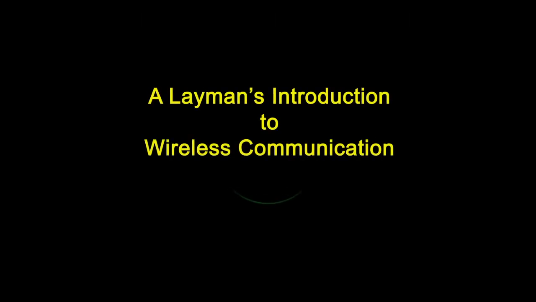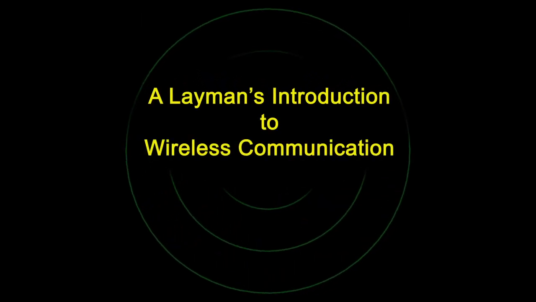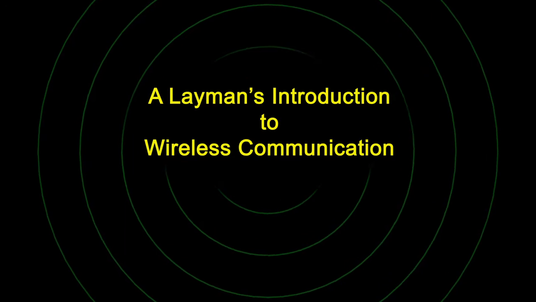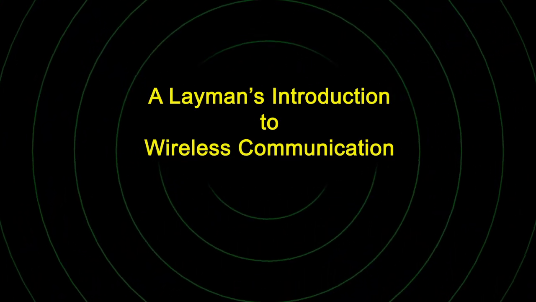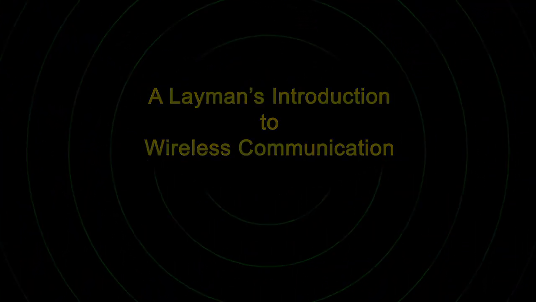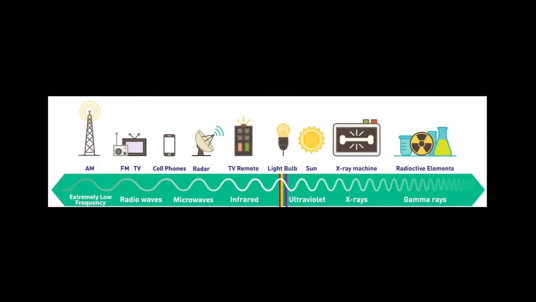A layman's introduction to wireless communication. Have you ever wondered how wireless communication works in practice? Wireless communication uses electromagnetic waves for communication. Visible light, like sunlight, is an example of an electromagnetic wave.